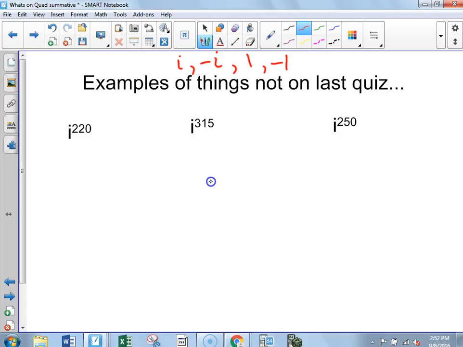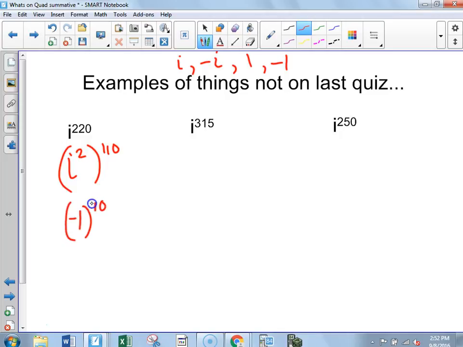I don't like to have to remember all those things she just said. I can think them through if I have to, but what I like to do is I just remember 2 of them. i is i, and i squared is negative 1. Can you remember those two things? So what I like to do is divide this by 2, which would be 110. Everybody okay? Remember your exponent rules? And i squared is, it's the only one I can remember, -1.